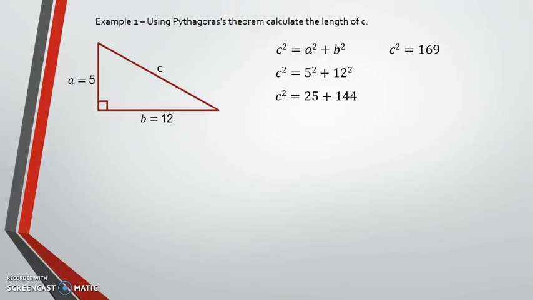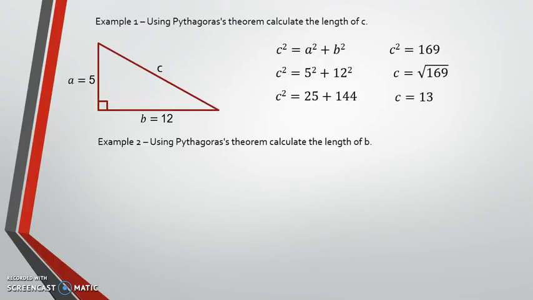Now we need to find C. So we need to find the square root of 169. C equals the square root of 169. C is 13. Okay, example 2. Using Pythagoras' theorem, calculate the length of B. And you'll see in this example, we're given the hypotenuse, C is 10.